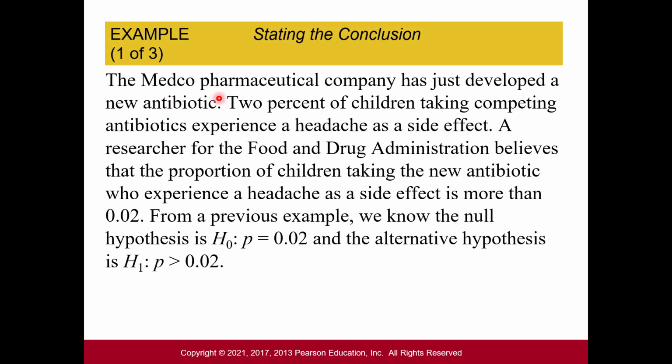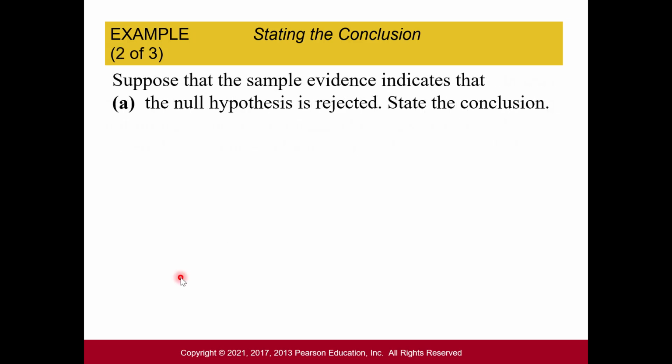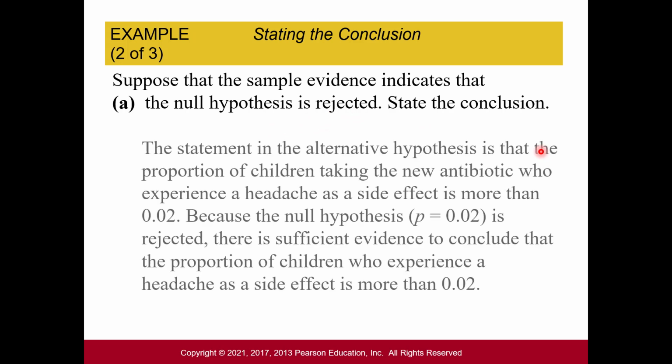So, example, same situation with the pharmaceutical company and 2% of the children having headaches as a side effect. The researcher still believes that the new antibiotic produces more than 2% of the people having headaches. And so we know the null hypothesis was P equals 0.02. The alternative hypothesis was P is greater than 0.02. And so let's suppose the sample evidence indicates that A, the null hypothesis is rejected.